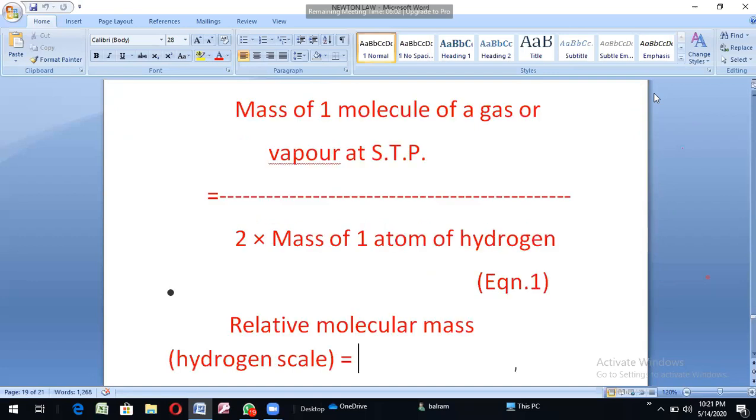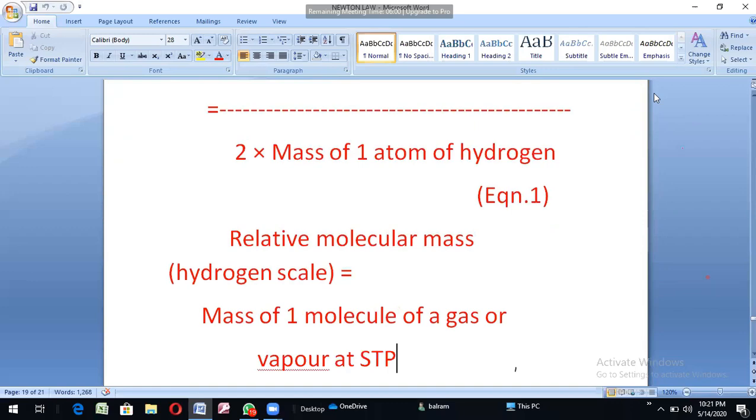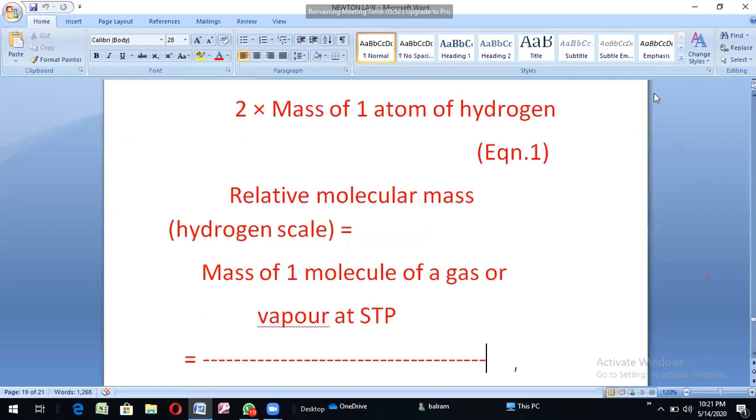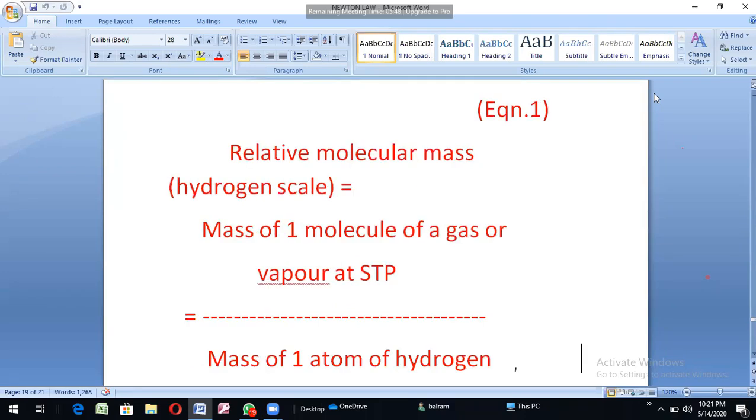Relative molecular mass. According to the hydrogen scale, the mass of one molecule of gas or vapor at STP is the relative molecular mass, the ratio with the hydrogen scale. So the mass of one molecule of gas over the mass of one atom of hydrogen is the relative molecular mass.